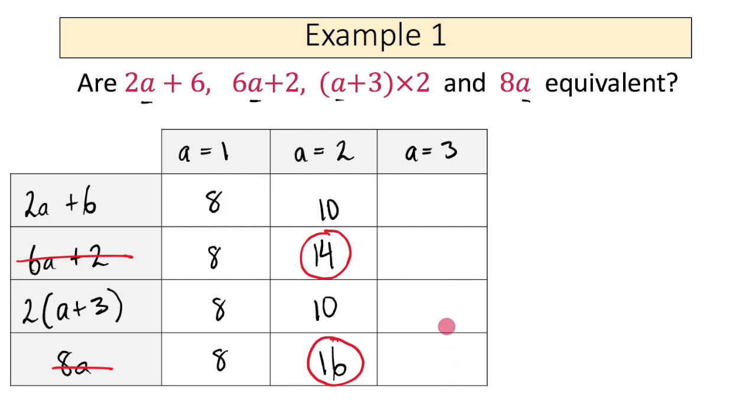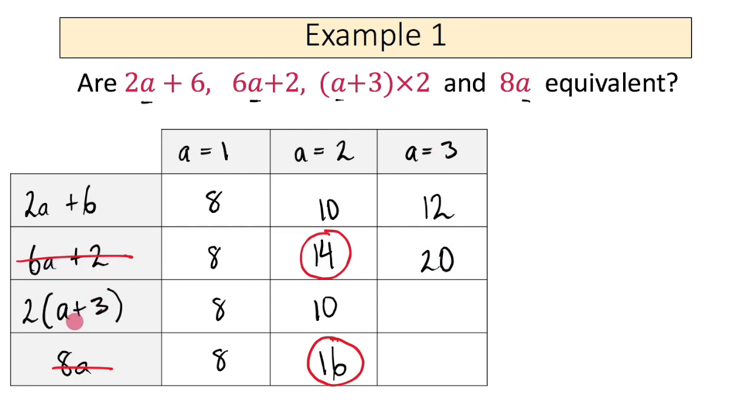Let's now do the final one to see if this seals the deal. So let's now give those a go. So I'm going to be putting in 3 into my a position. 2 times 3, that's 6, and 6 plus 6 is 12. Now, I know this isn't going to work, but let's just do it anyway. 6 times 3, that's 18, plus 2 is 20.